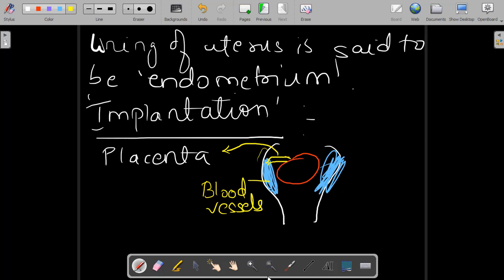Okay, so while you read about the uterus, the important terms which you have to remember are implantation, placenta, and endometrium lining. Okay, next part, that is the importance of cervix and vagina, we will discuss in the next session.